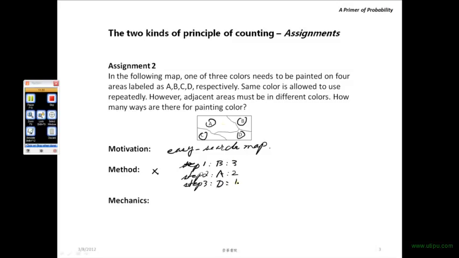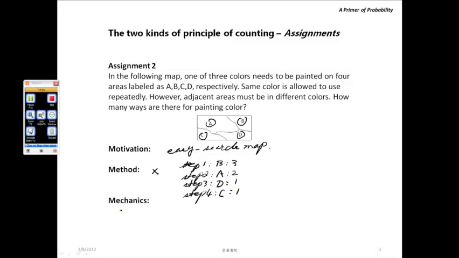Finally, step 4, area C. Area C can be painted with the same color as in area B because they are not adjacent, which means area C has 1 color to choose.